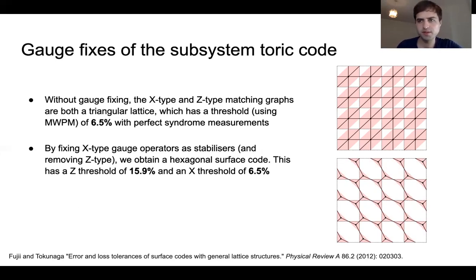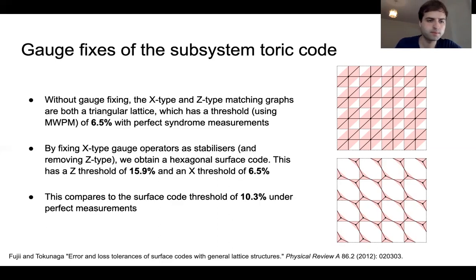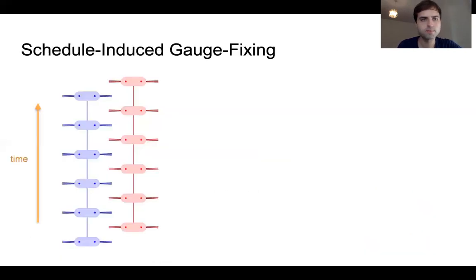The thing is, in the subsystem code we had weight 3 checks, which is great. But as soon as we fix the X-type gauge operators, we've now got weight 6 Z stabilizers, which is more difficult to implement. And this compares to the surface code threshold of 10.3% under perfect measurements. So we'd like to see if we can somehow take advantage of this improved threshold of the gauge fixed lattice, but without having to measure the weight 6 stabilizers. And that's where schedule-induced gauge fixing comes in.